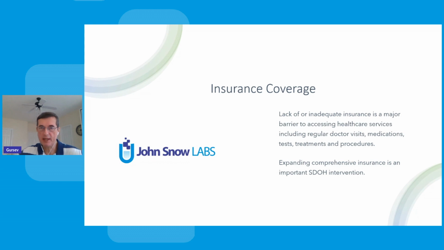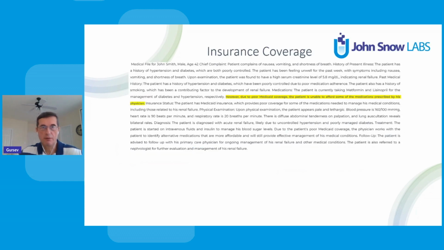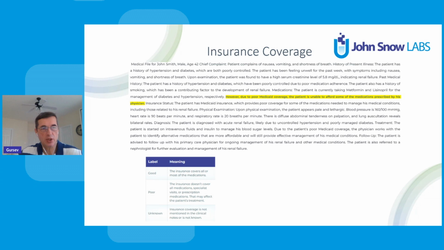So the person may have medical insurance, but the level of coverage is very important. So we will use this model. As you can see, the labels are: the insurance covers all or most of the medications, which is labeled as good. And the second option is poor: the insurance does not cover all medications or doctor visits or other prescription medications, so it may have a negative effect on the patient's treatment. And unknown is when there is no mention of this in the text.